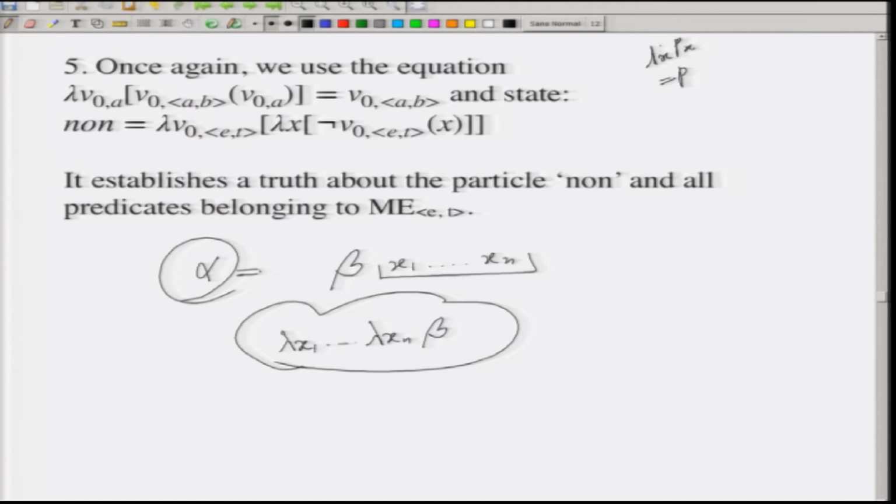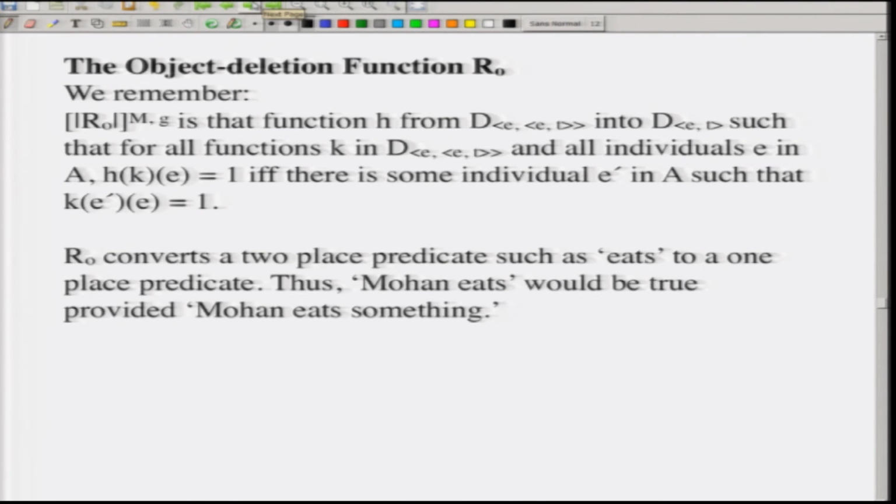We can understand the operation very easily. So this is what we collect from the whole story. Now, by using the same thing, we revisit our object deletion function. That is what it is.